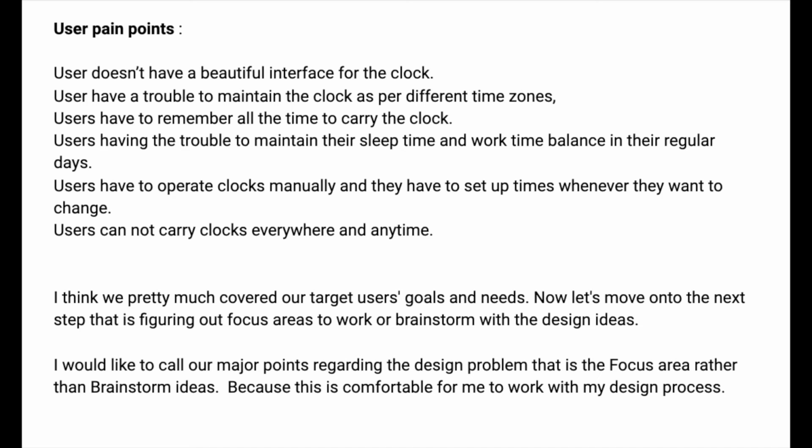Users have to remember all the time to carry the clock. Users have trouble maintaining their sleep time and work time balance in their regular days. Users have to operate clocks manually and set up times whenever they want to change. Users cannot carry clocks everywhere and anytime. I think we pretty much covered our target users' goals and needs.